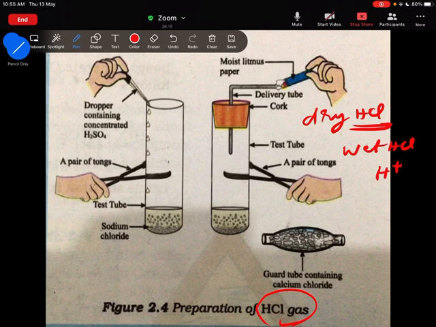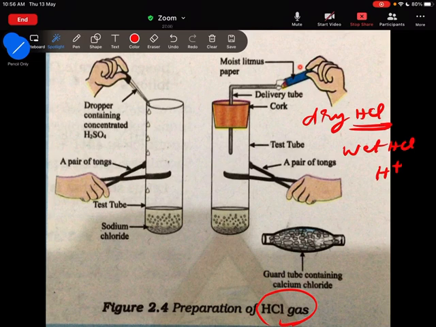red. If the climate is very humid, then you will have to pass the hydrogen chloride gas produced through a guard tube. This is a guard tube. This guard tube can be connected over here, so that the HCl produced will be passed through it, and the outcoming HCl gas will be dry. If the atmosphere is having moisture, blue litmus will turn to red.